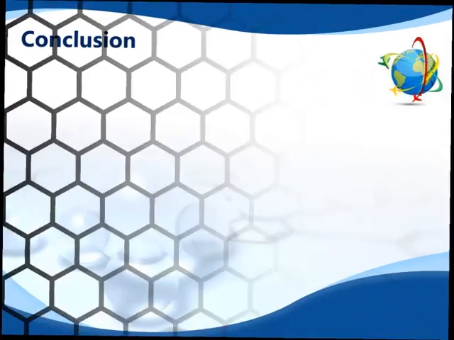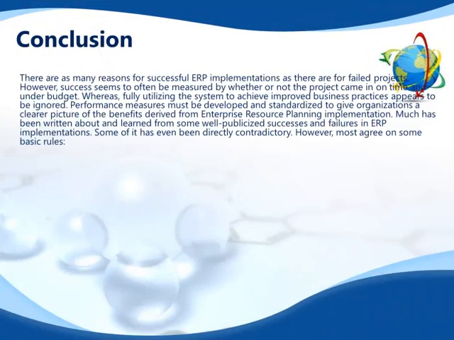Conclusion. There are as many reasons for successful ERP implementations as there are for failed projects. However, success seems to often be measured by whether or not the project came in on time and under budget. Whereas, fully utilizing the system to achieve improved business practices appears to be ignored. Performance measures must be developed and standardized to give organizations a clearer picture of the benefits derived from enterprise resource planning implementation. Much has been written about and learned from some well-publicized successes and failures in ERP implementations.